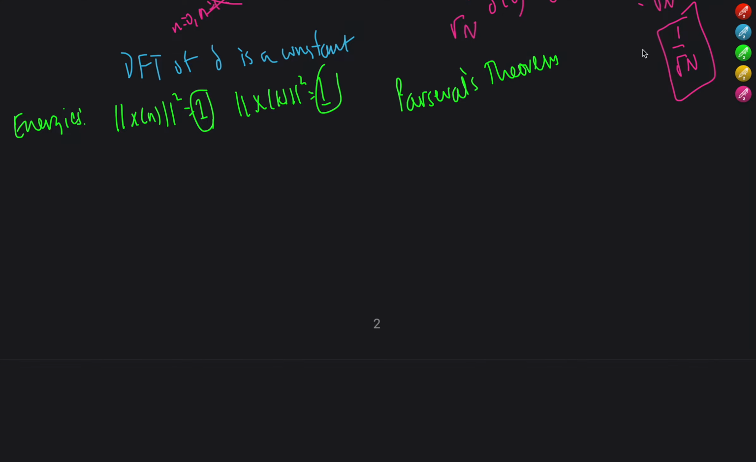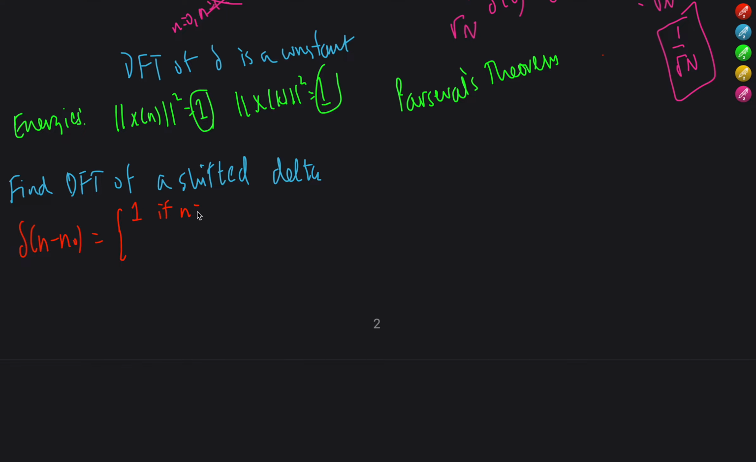Let's now find the DFT of a shifted delta. I think these are pretty fun to just try and work through using the definition, see if you can plug in and get something nice out of this, because sometimes it gets a little bit ugly. But let's first define a shifted delta. A shifted delta is a delta that's been moved over n naught units to the right. So this is going to be 1 if n equals n naught, so if the stuff inside is 0, and 0 otherwise. Again, this looks like a delta, but it's been literally shifted to n naught.